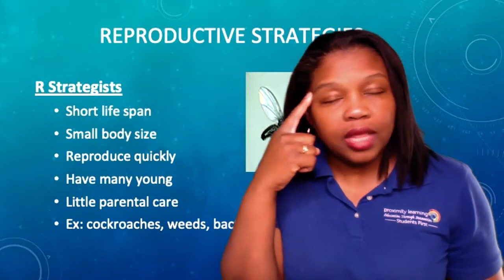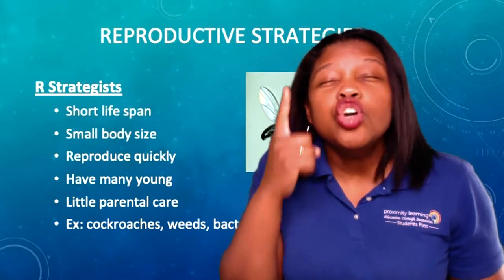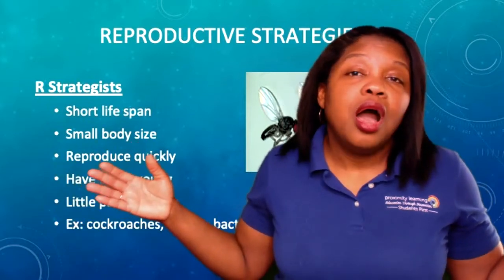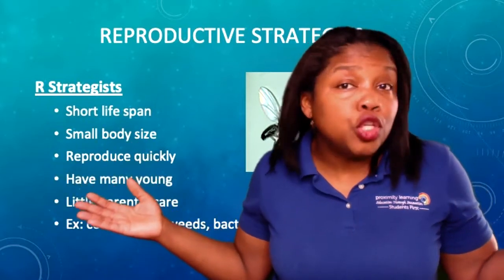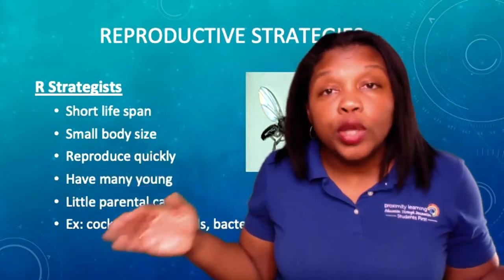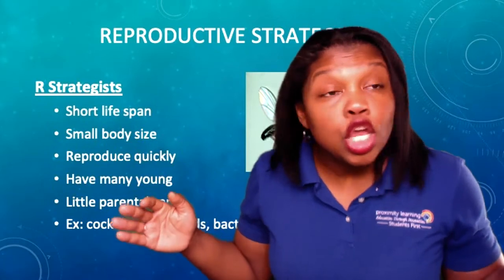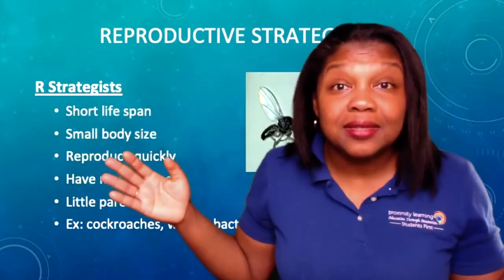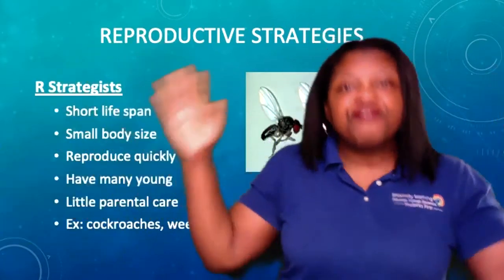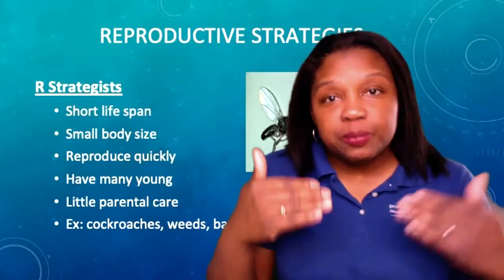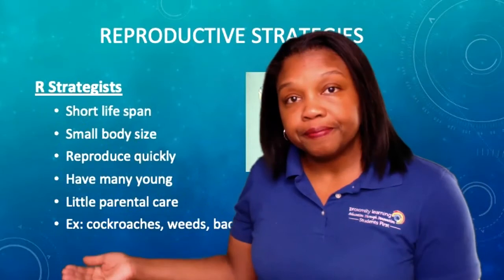Think about it. If you know you're going to get eaten, how are you going to survive? If you only have 2 babies, you are not going to exist because you're going to get eaten. So what you do is you have 100 babies, maybe 50 of them will get eaten, maybe 50 will survive. And now my species can continue to live on.